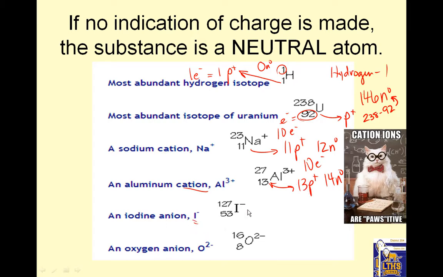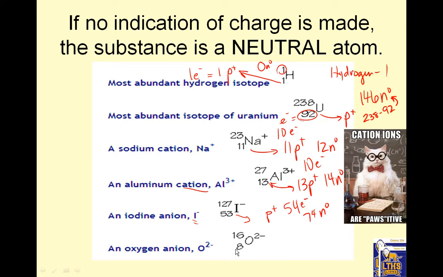Oh, look, an anion, a negatively charged one. So 53 protons. 127 minus 53 is 74 neutrons, because this is the total mass of that ion. So the number of neutrons and protons added together give you the mass number. And then there's 54 electrons.